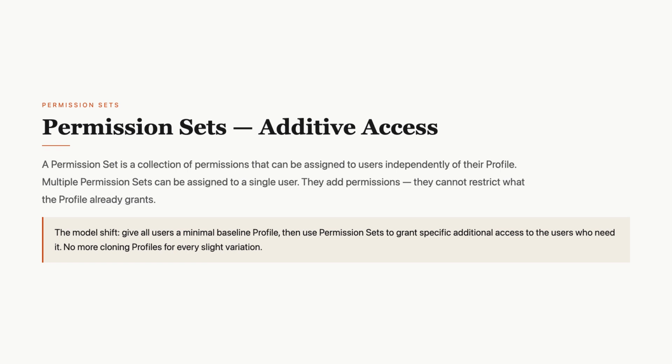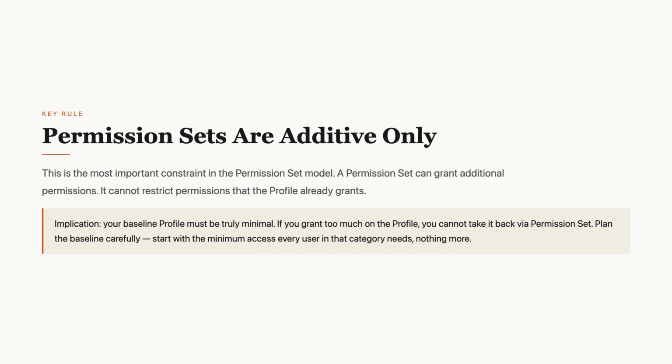Permission sets were introduced to solve this problem. A permission set is an additive collection of permissions that can be assigned to users independently of their profile. You can assign multiple permission sets to a single user. The model shift: give users a minimal baseline profile, then use permission sets to grant specific additional access. A user's effective permissions are the profile plus all assigned permission sets.